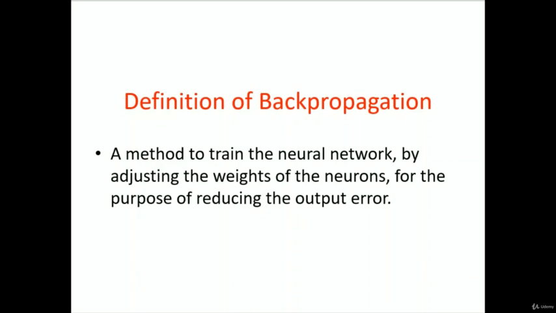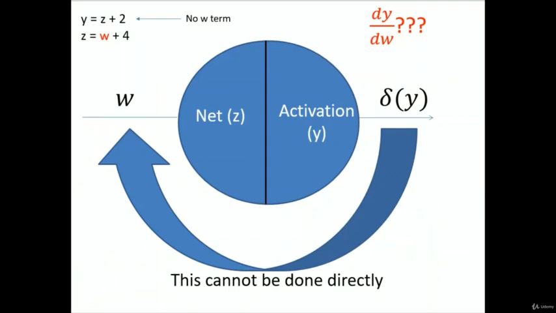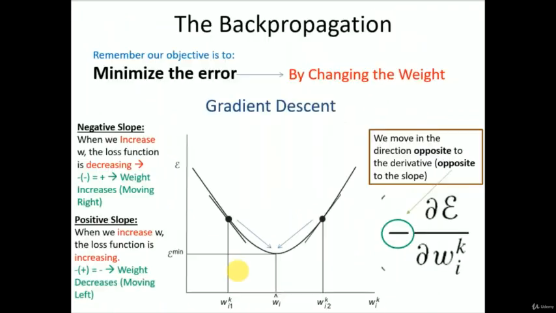Now we're going to start back propagation. Back propagation is a method to train the neural network. And when we say train, we mean that we want to adjust the weights of the neurons for the purpose of reducing the loss or the output error. So just a small recap about back propagation. The underlying concept of how it works is using gradient descent. Remember, we're taking the negative of the slope and using it for updating the weights. So our objective right now is to find this slope right here, the derivative of the error with respect to the weights.